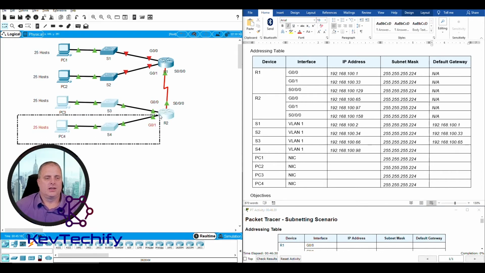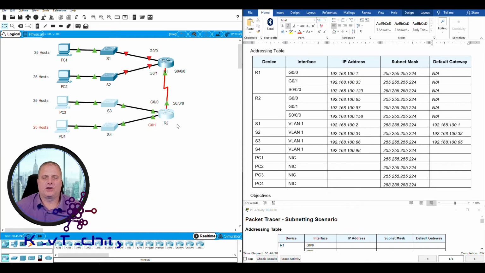And finally, switch 4 is on our fourth network. It is our network 3. Once again, remember, we start counting with 0. We are looking at the G01 interface on R2. Here's R2. The gig 01 interface has this IP address, .97 at the end. That is our default gateway, 192.168.100.97. There we go.